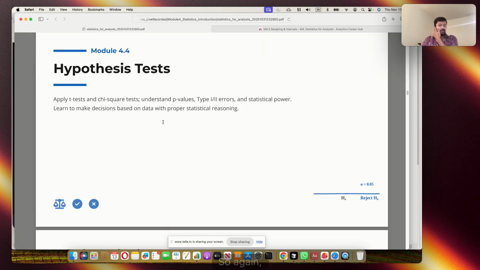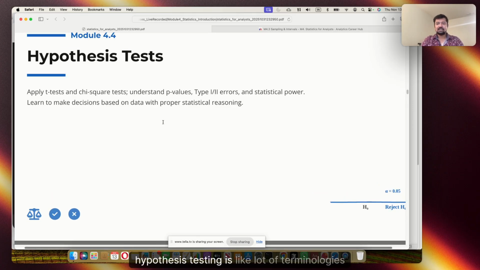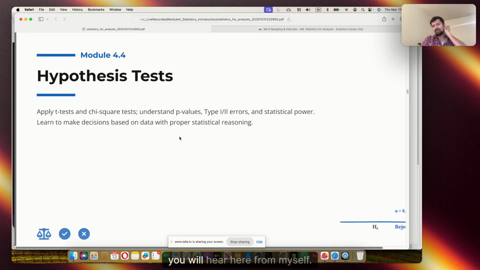So let's cover this. Hypothesis testing has a lot of terminology that you will hear from me. You can do any kind of test: the t-test that we learned, the chi-square test, and so on. But at the end what you will get is the p-values. P-values will tell you about the significance of the test that we have done. P-value can be computed by considering the type 1 error and type 2 error and the statistical power.